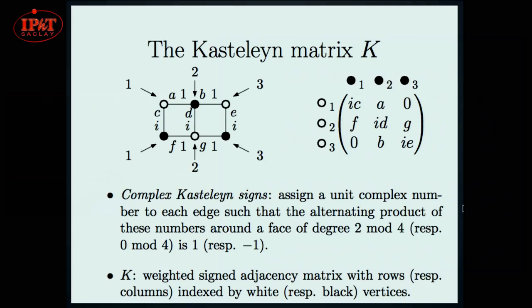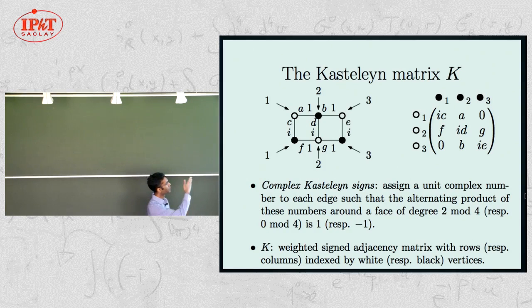So now the Kasteleyn condition is the following. You assign one unit complex number to each edge, and the condition is that whenever you take the alternating product around a face of degree 2 modulo 4, then this alternating product should be 1. And if you take the alternating product around a face of degree 0 modulo 4, this alternating product should be minus 1. If you only restrict yourself to signs plus 1 and minus 1, you recover the previous condition. And you can again define the Kasteleyn matrix by multiplying out the complex sign with the positive edge weight.